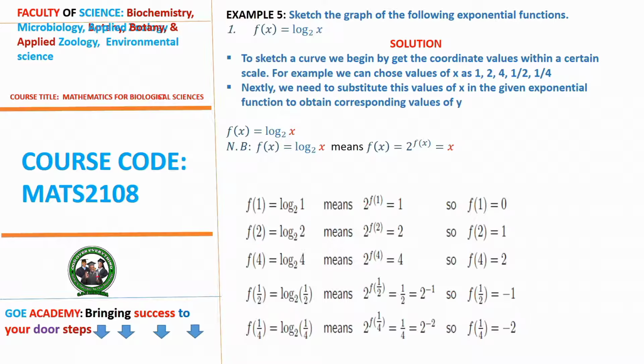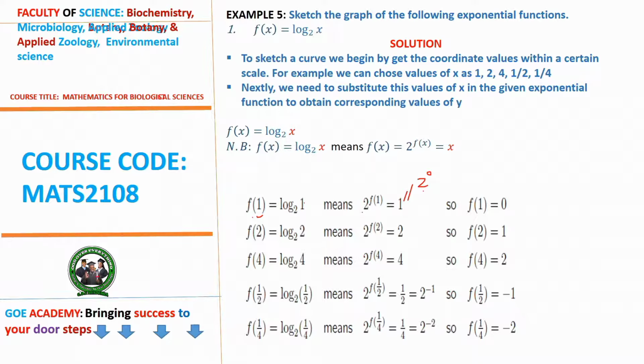So let's look at this. Observe that for the first case, when x is equal to 1, we are going to have log 1 base 2 if we substitute, and this means we have 2 raised to the power f of 1 equal to 1. It means that 2 raised to the power f of 1 is equal to 1. Now observe that this 1 is the same as 2 raised to the power 0. Since the bases are the same, we just equate the powers. So f of 1 will just be equal to 0.